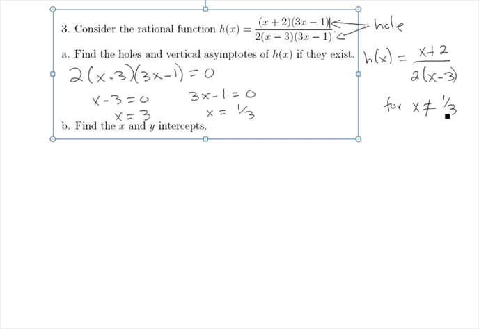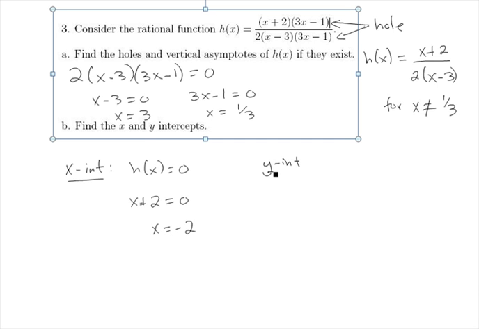So we would try to find the x and y intercepts. We could use this new definition instead. So x-intercepts occur when the function is equal to 0. So when h of x equals 0, here that would be when the top of the fraction, the numerator, is 0. So we get x equals negative 2.